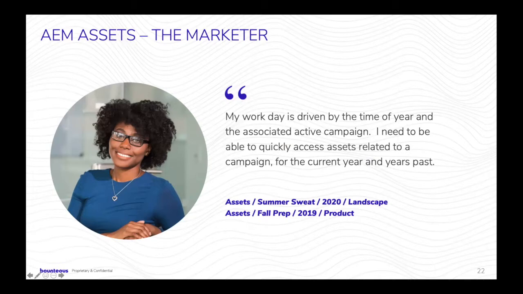The marketer says, my workday is driven by the time of year and the associated active campaign. Therefore, I need to be able to access assets related to a campaign for the current year and years past. So my ideal organization would be the assets folder would then have campaign folder, like maybe summer sweat, the year 2020, and then maybe the type of asset, landscape, or assets fall prep 2019 products. That's how I want them organized.